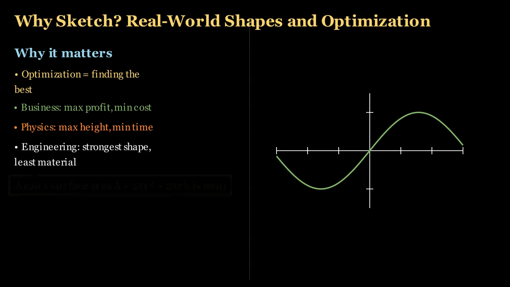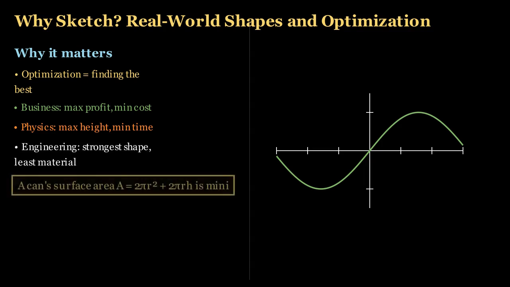And the amazing thing is, they all boil down to the same math: find where the graph peaks or dips. The derivative tells us where the slope is 0, those are the candidates for the best point. The second derivative tells us whether it is a peak or a valley. Let us see how this works step by step.